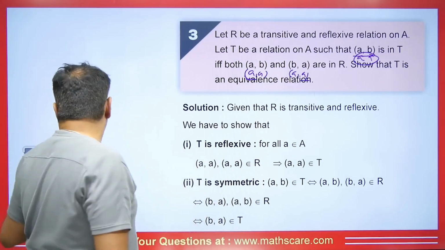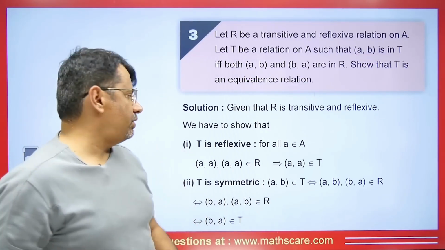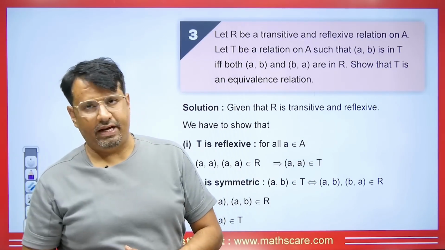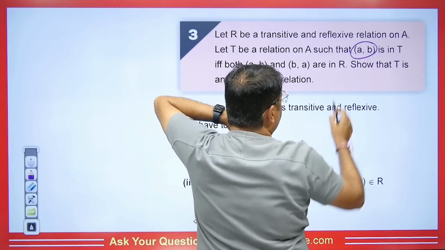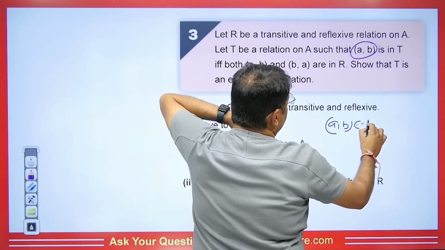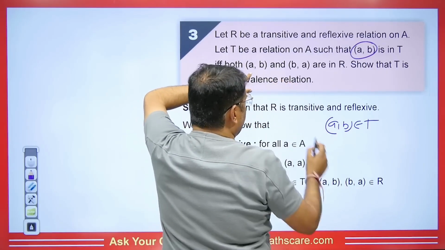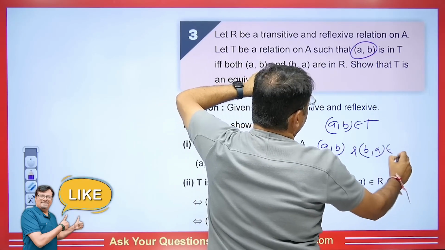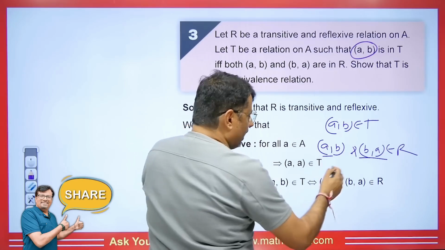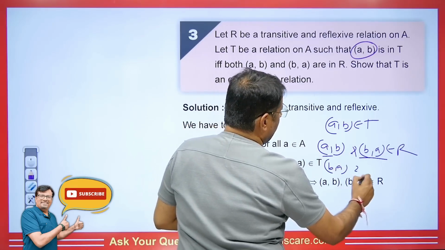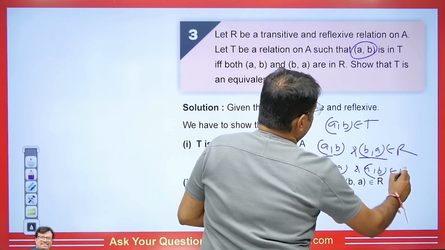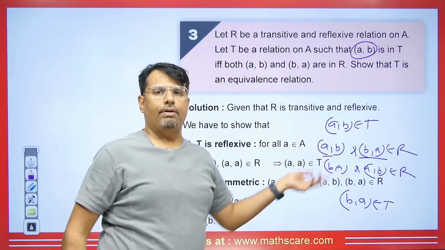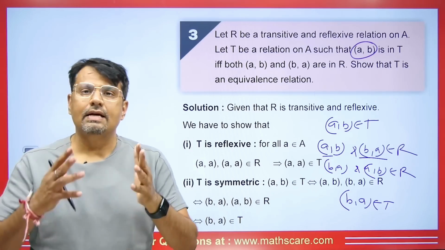The second point we'll discuss is symmetric. What is the definition of symmetric? If (A,B) is in T, then (B,A) should also be in T. Now by definition, pay attention here. If (A,B) is in T, what does it mean? That (A,B) and (B,A) should be in R, right? And if (A,B) and (B,A) are in R, then I can write them in reverse, as (B,A) and (A,B) in R. If that's the case, then (B,A) will go to T. So (A,B) is in T and (B,A) is in T, which means this relation is a symmetric relation.